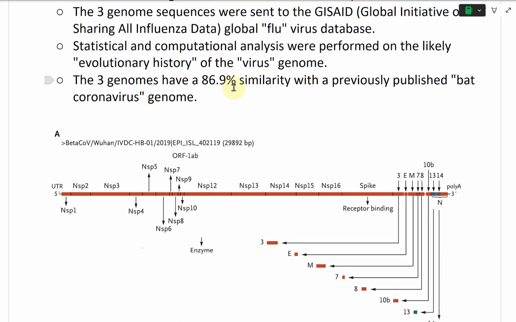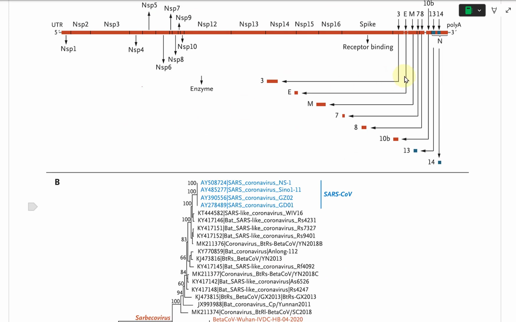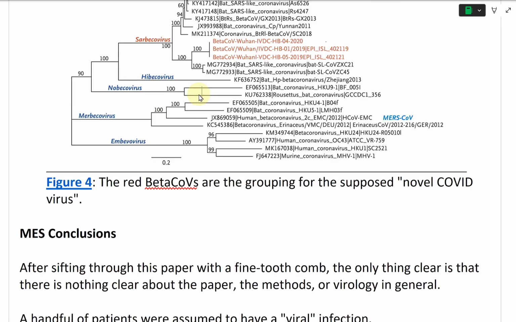And then the 3 genomes have a 86.9 similarity with a previously published, quote, bat coronavirus genome. So there is the 29,892 base pairs of this COVID-19 virus genome, this novel coronavirus. All right, and then this is in red. So the red beta coronavirus are the grouping for the supposed, quote, novel COVID virus. So this right here. So there is the supposed virus right there. The new one, that's the grouping. They somehow got all that in there.